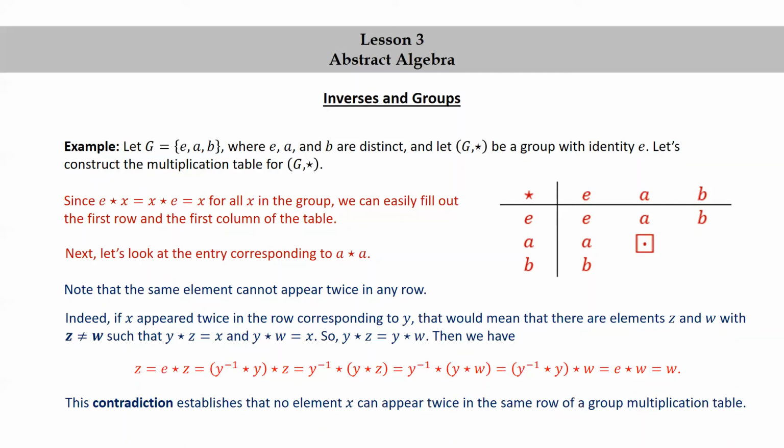This contradiction establishes that no element X can appear twice in the same row of a group multiplication table. Similarly, no element can appear twice in the same column of a group multiplication table.